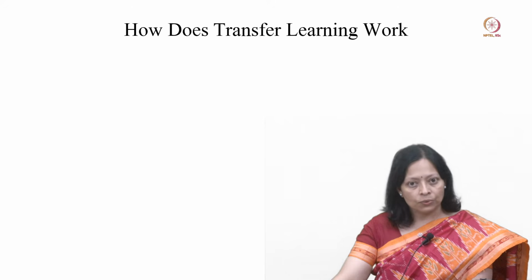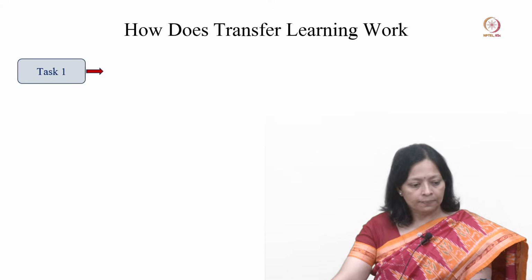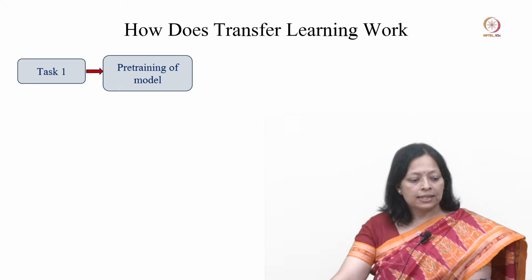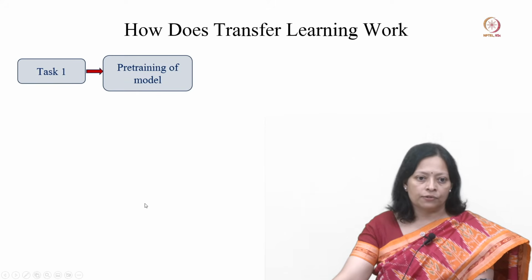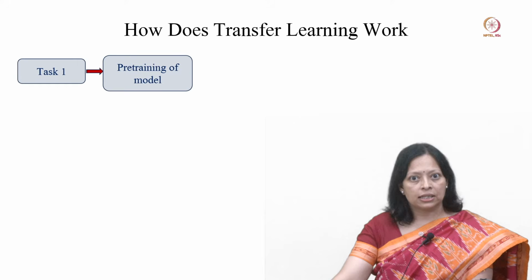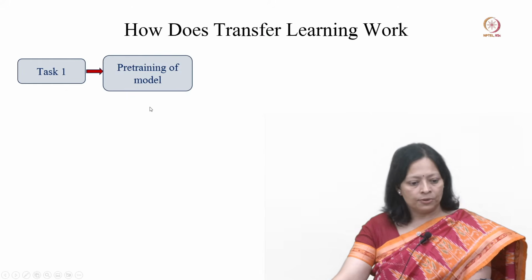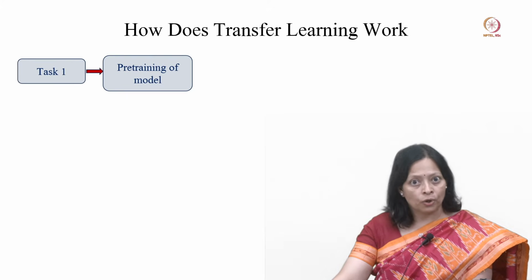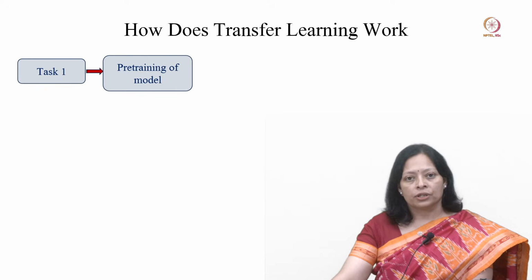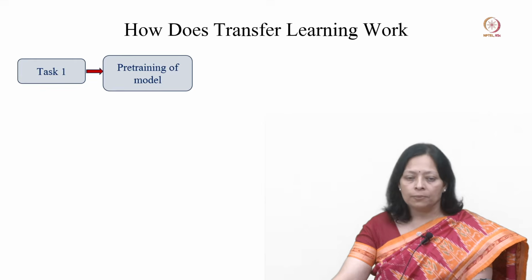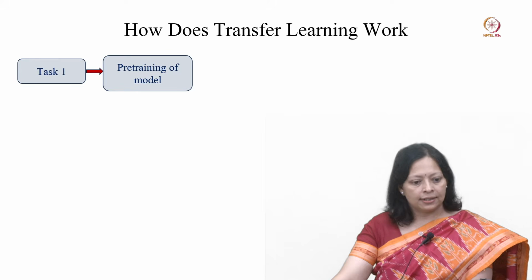How does transfer learning work? Suppose we have task 1. What is task 1? I will take the example of classifying images into 1000 classes using the ImageNet dataset. So, this is a classification task. Pre-training of the model has been done using that ImageNet dataset, and I have a model which is trained on ImageNet, and we got the weights and biases for the best performing model. I am taking the ImageNet dataset as an example; it can be other datasets also.